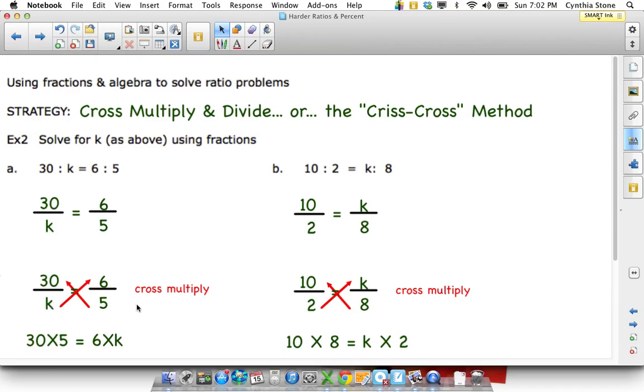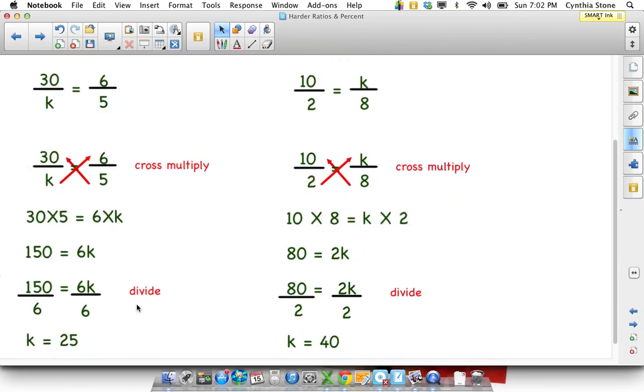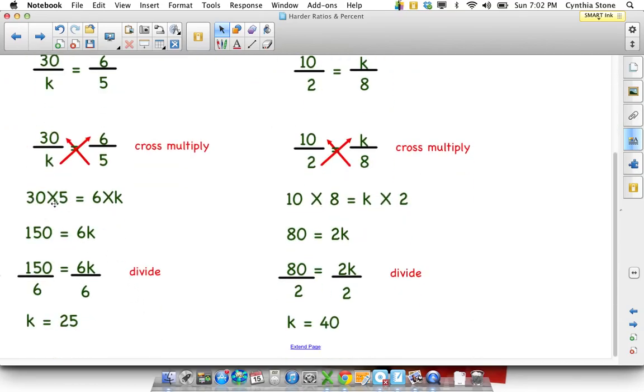And now what I'm trying to do is solve for k. So if I keep going, I multiply 30 by 5 to get 150 equals 6k. 6 times k is just 6k. The second part, cross multiply, now divide. Divide each side by 6 to get k by itself. I flipped it over and put k on this side, but it's the same thing. 150 over 6 is 25. Okay? That's how you do it.